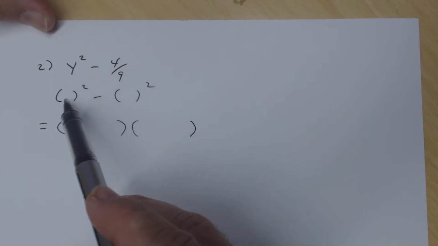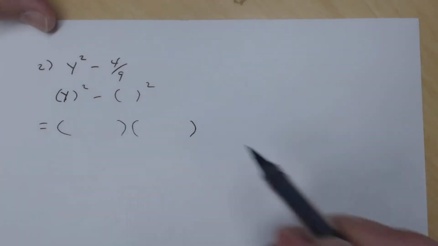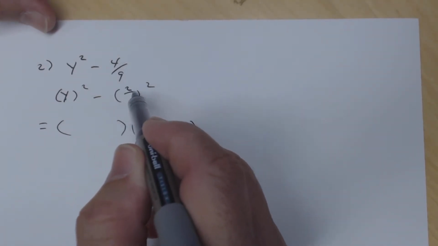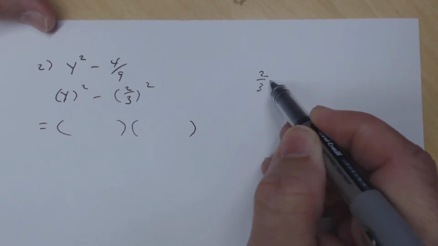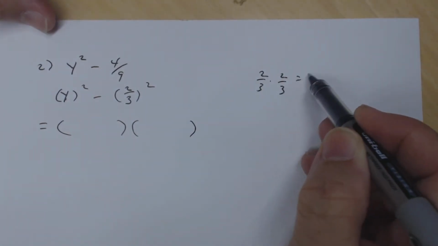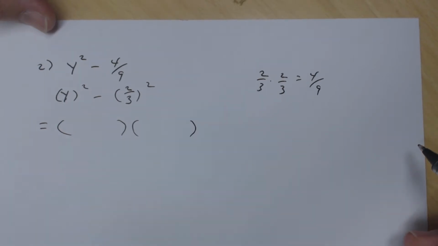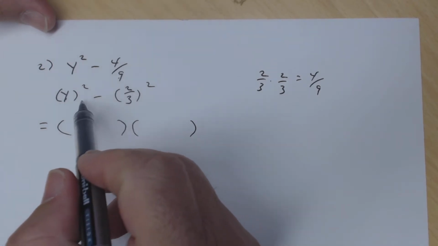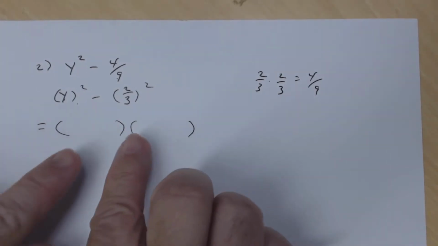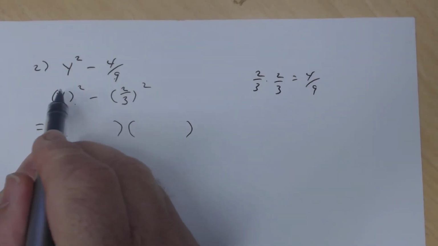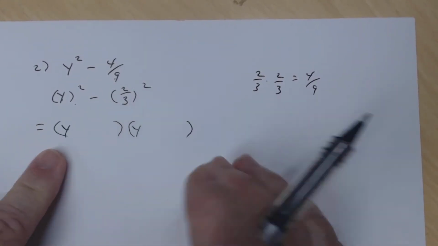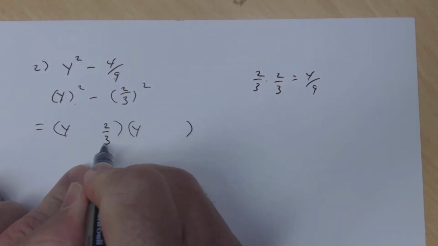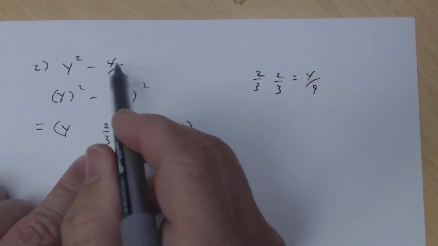So what times itself twice is y squared? Well, the answer is y, because y times y is y squared. What times itself twice is 4 ninths? Well, the answer is 2/3, because 2/3 times 2/3 is 4 ninths. So this right here is the difference of two squares. So then all I'm going to do is think about the FOIL method. What times what is y squared? Well, it's y times y. And what do you think is going to go in the last terms? Well, it's 2/3, because 2/3 times 2/3 is 4 ninths.